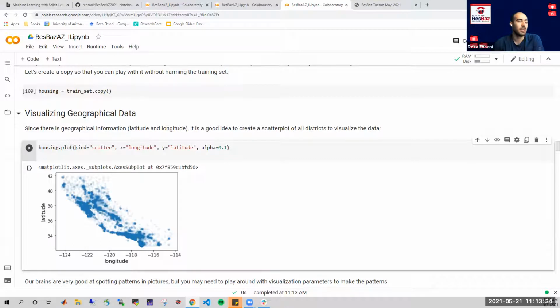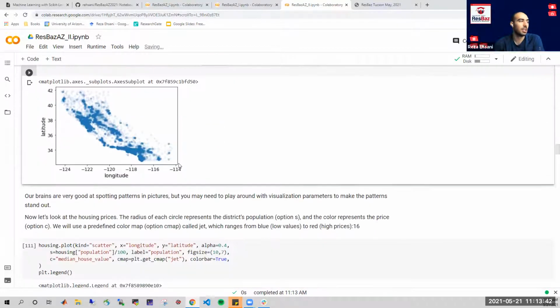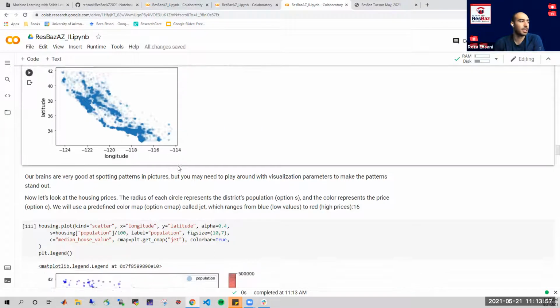What kind of plot do we need? That's scatter. What should be the x-axis? This should be longitude. What should be the y-axis? That's latitude, and you should also provide a value for alpha. If you look at the plot provided here, you can see the California districts, and some of the areas are denser compared to the central parts and also the northern part.